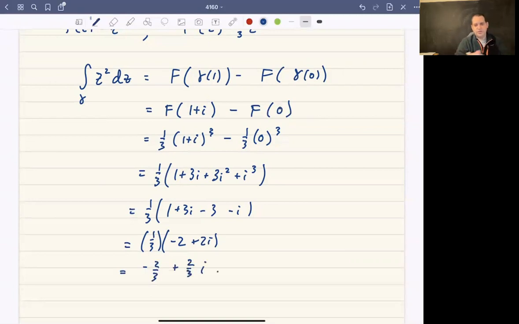Okay, so that's why this is always going to give us that value, as long as gamma is a piecewise smooth curve that starts at 0, 0 and ends at the point 1 plus i.